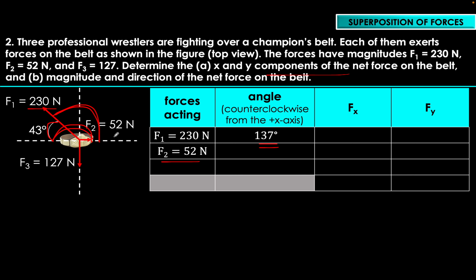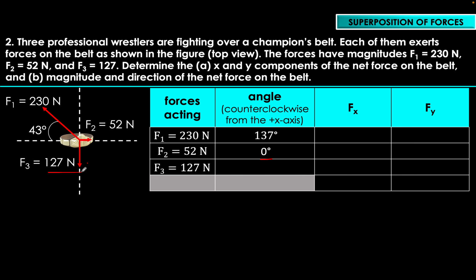For force number 2, it's 52 newtons rightward. And then the angle is 0, because force 2, let me just clean this board so you can see this properly. Yeah, so you can see force number 2 is directly along the positive x-axis. So the angle you're going to report is 0 degrees because it's directly overlapping with the positive x-axis.